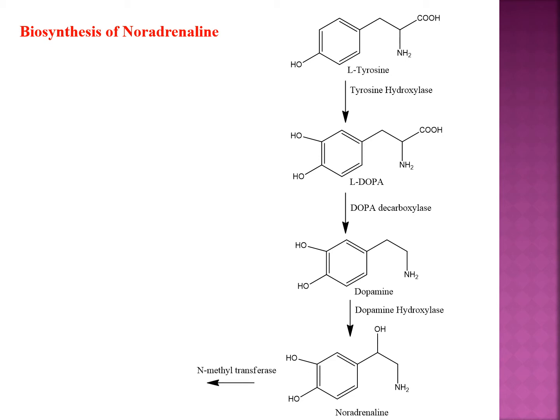Noradrenaline is converted into adrenaline, and the reaction involves transfer of a methyl group from S-adenosylmethionine to noradrenaline, catalyzed by the enzyme phenylethanolamine N-methyltransferase. This reaction occurs in the cytoplasm, and the adrenaline formed is transferred into the storage vesicle. So this is the biosynthesis of noradrenaline.